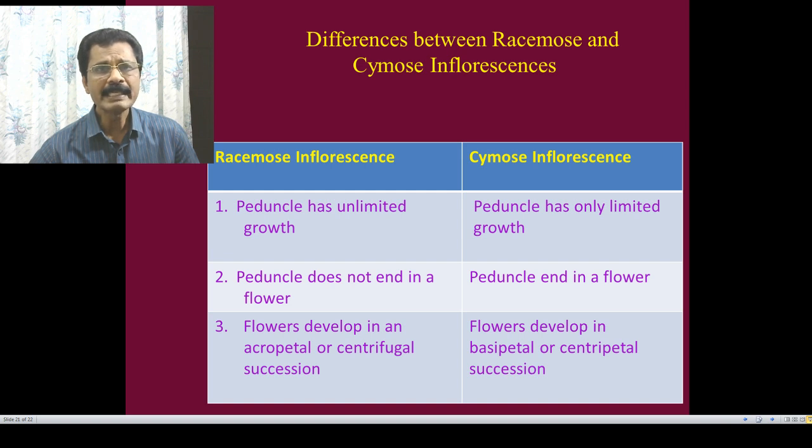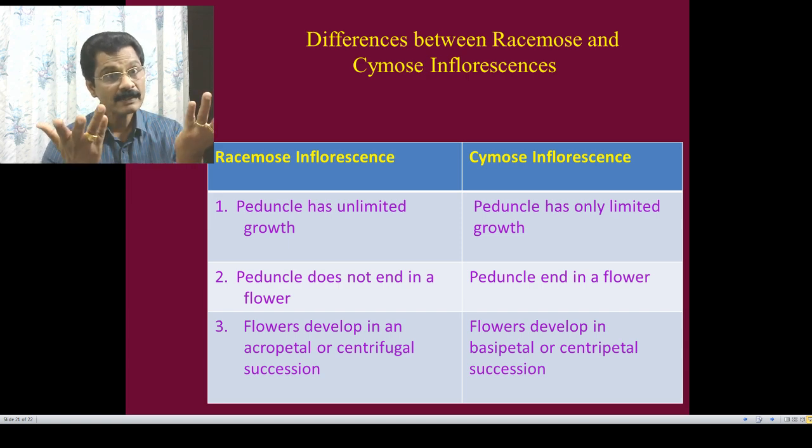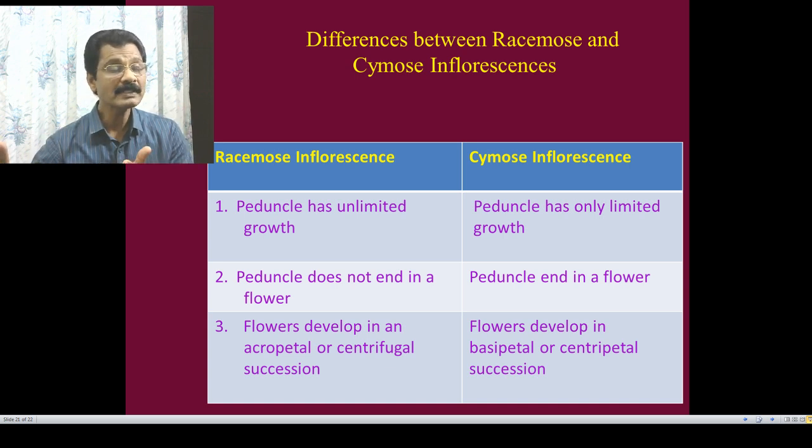Then what are the differences between racemose and cymose inflorescence? Racemose inflorescence is otherwise called indefinite inflorescence. The peduncle has unlimited growth. The cymose inflorescence is otherwise called definite inflorescence, in which the peduncle has only limited growth. The peduncle does not end in a flower in the case of racemose inflorescence, but in the case of cymose inflorescence, the peduncle ends in a flower. Flowers develop in an acropetal or centrifugal succession in racemose inflorescence, but in cymose inflorescence, flowers develop in basipetal or centripetal succession, right?